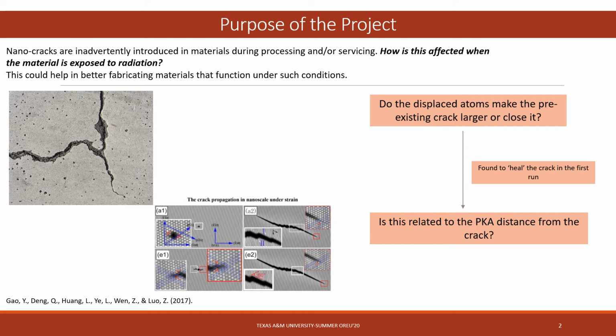Then, we decided to vary the distances of the primary knock-on atom, or PKA, and see at what point the crack is not affected by the cascade. Okay, I'm sure there are lots of questions from the terms that I'm throwing around at this time, but I'll be breaking it all down for you in the next two slides.